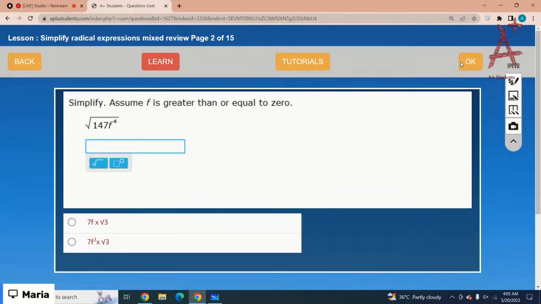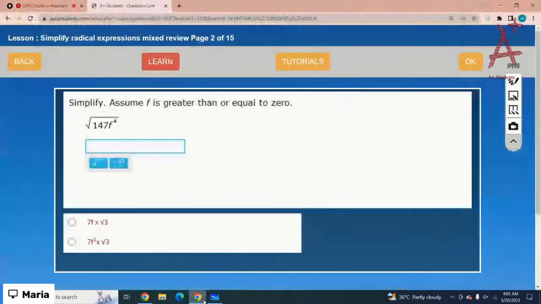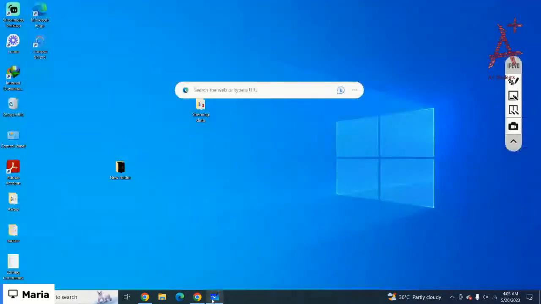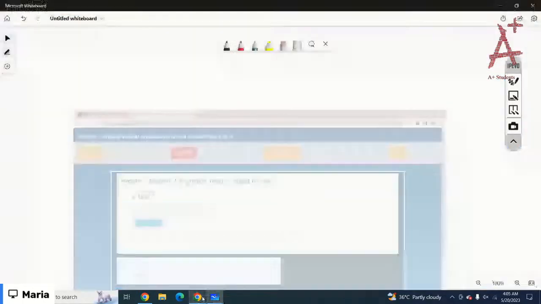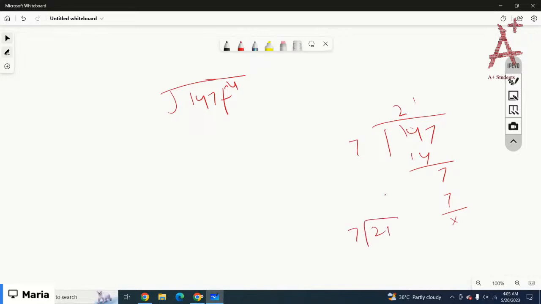Okay, simplify square root 147. So you have to simplify. Let's just simplify 147. So you can divide it by 7. 7 times 2 is 14. 7 times 1 is 7. Again, you can divide 21 by 7. It would be 7 times 3.